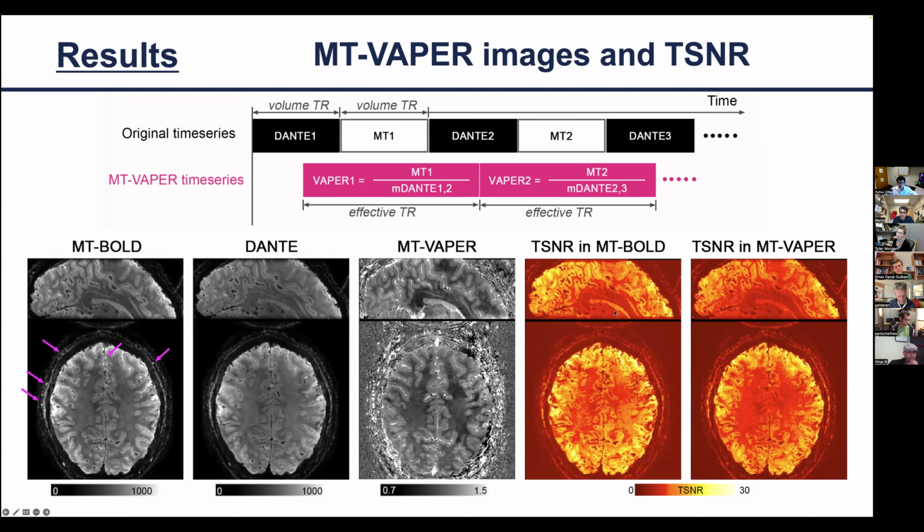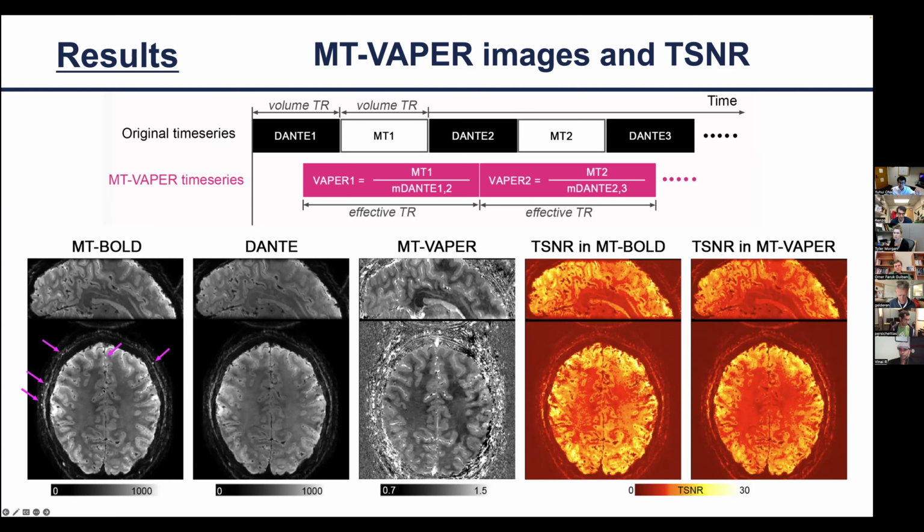And the bottom shows the images. The first is the MT EPI image. We add the term BOLD because the signal change from this MT image, the fMRI signal from this MT image, is mainly dominated by BOLD, so we call it MT BOLD. And you can see in this image, those marked by the purple arrow basically show the blood signal. So the blood will not be affected by MT; they are still bright.